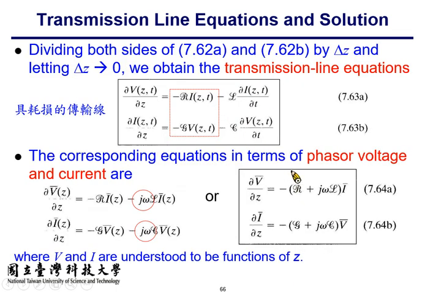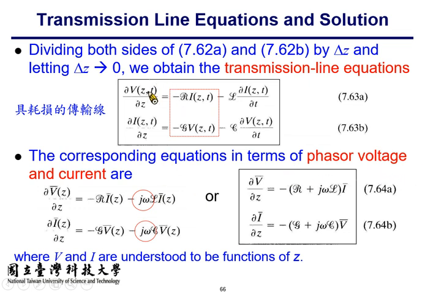So if you take the limit where delta Z approaches 0, then the transmission line equation can be simplified as the two shown in 7.63. Now, the two terms in the red dashed line are the Ohm's law and the conductance of the dielectric. Then these two equations can be further simplified in terms of phasor expression.